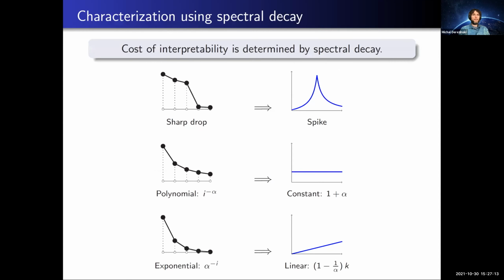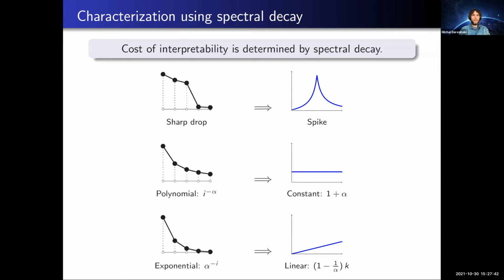So in this work, we used the spectral decay profile of the data to provide a complete characterization of the cost of interpretability, showing that if the data exhibits sufficiently smooth spectral decay, then the spikes in the multiple descent curve can be avoided. In particular, this allows us to deduce that the spikes in the cost of interpretability are directly correlated with sharp drops in the spectrum of the data.